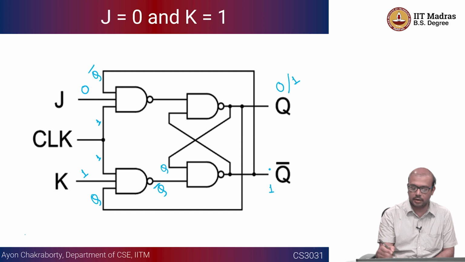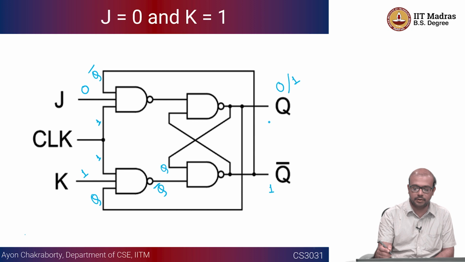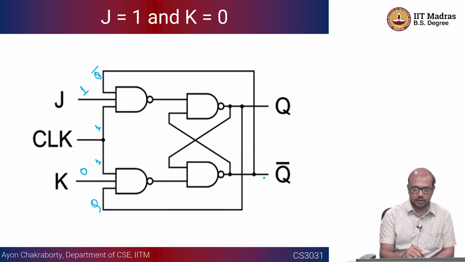You can actually see that Q is going to be 0, because if J is equal to 0, Q is going to become 0. The same thing applies in the next case also. You can try it out and you will see that Q is going to be 1 and Q bar is going to be 0.